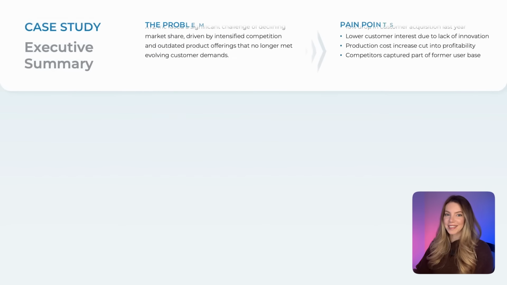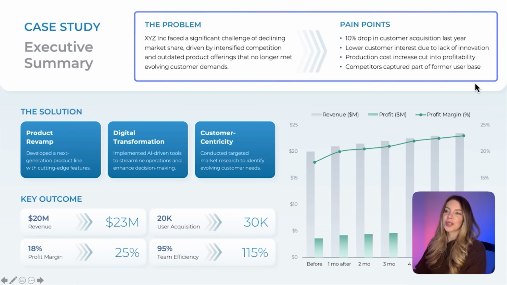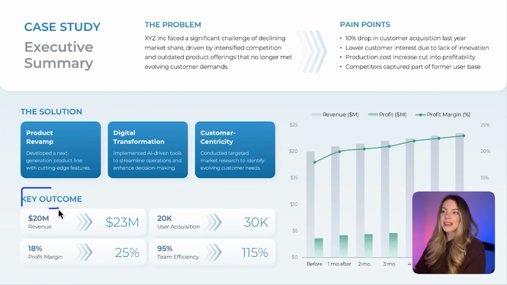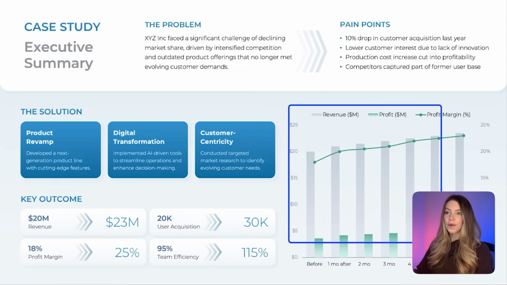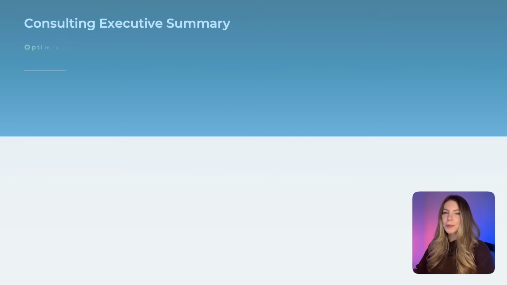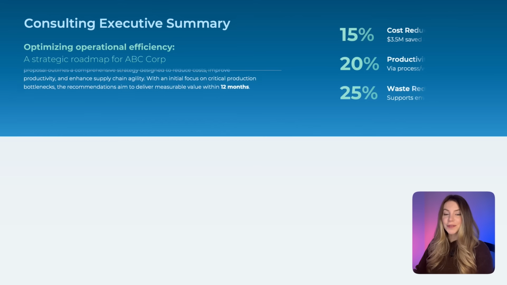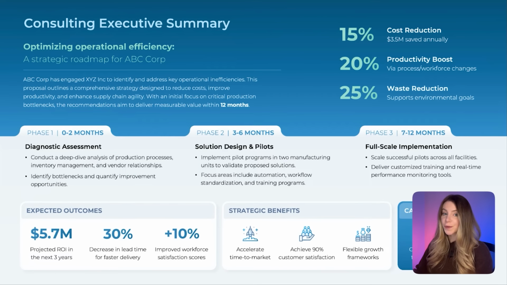A case study executive summary highlights a business challenge, the strategic solution implemented, and the key outcomes achieved. A visual representation of performance trends, such as revenue growth over time or improved profitability, proves the effectiveness of the strategy. For proposals of all kinds, the goal of the executive summary is to persuade the audience to provide you with the resources you need for your projects.